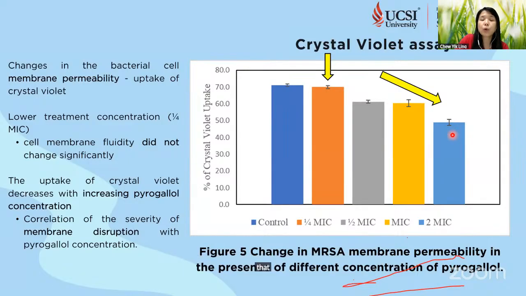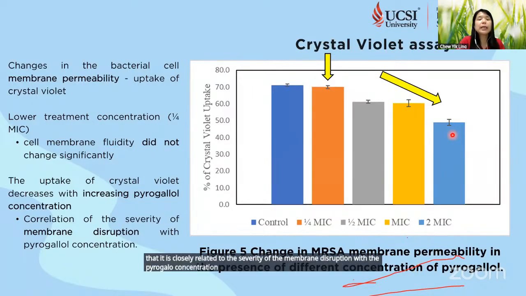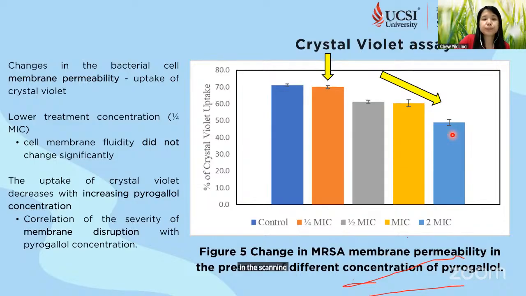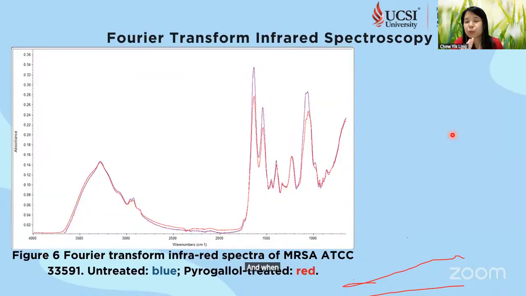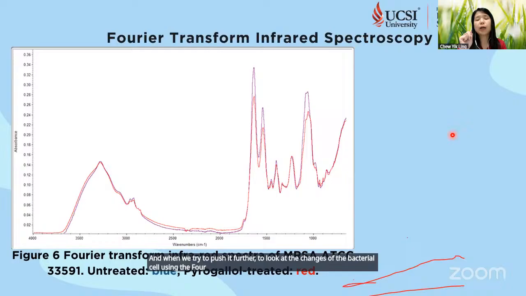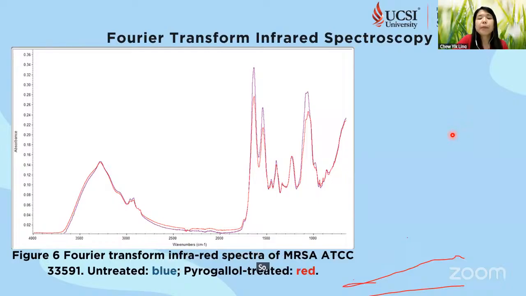It is closely related to the severity of the membrane disruption with the pyrogallol concentration, which actually supported our prediction of what we can see in the scanning electron microscope. And when we proceed further to look at the changes of the bacterial cell using Fourier transform infrared spectroscopy, FTIR, different regions of the FTIR will give you some information on the changes.